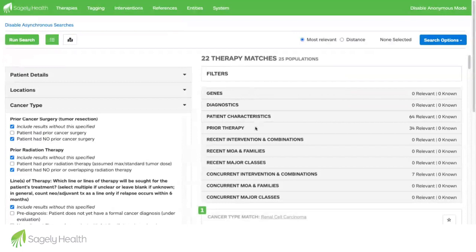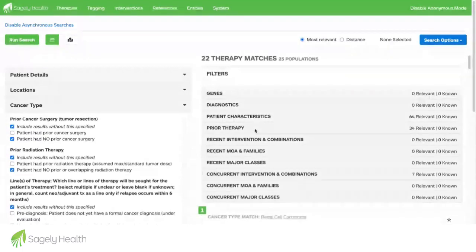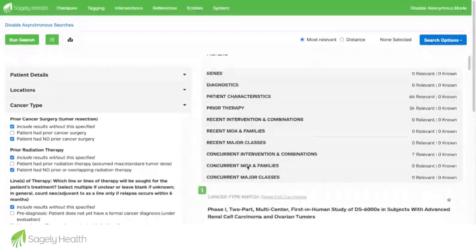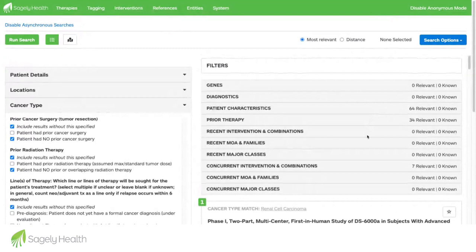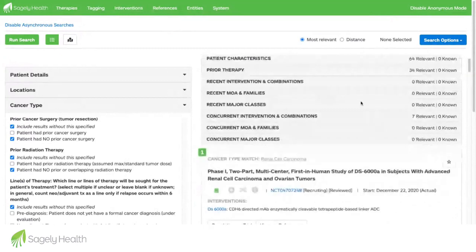And so we can start to dig into what these therapies are. But perhaps before we do that, I always take a look to see, are there genes that are dependent upon this search? The answer is no. Any diagnostics? No. There's a bunch of patient characteristics, which can get into some of the finer details. We'll come back to this in a little bit. There are prior therapies that may be important, although I expect that most of those will be that he hasn't had them. And then there are some concurrent treatments that will be important to consider.